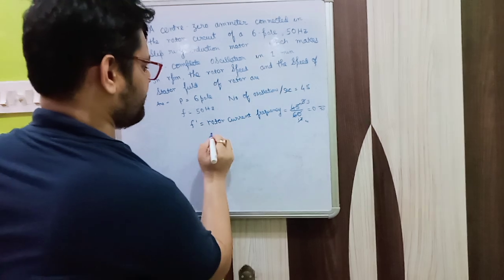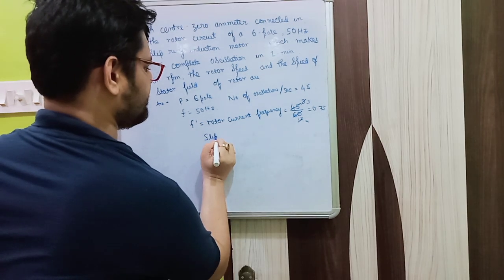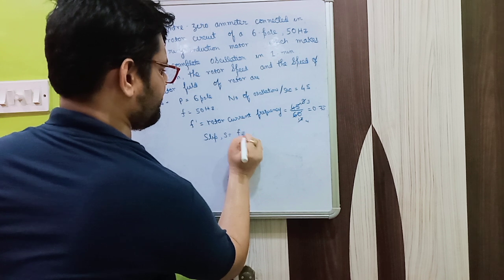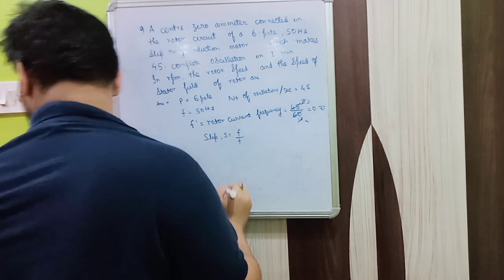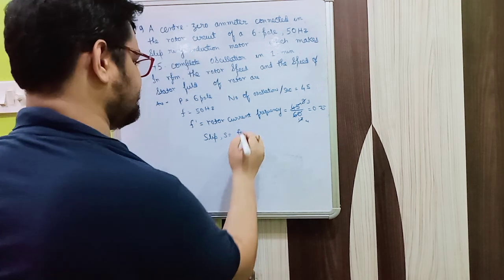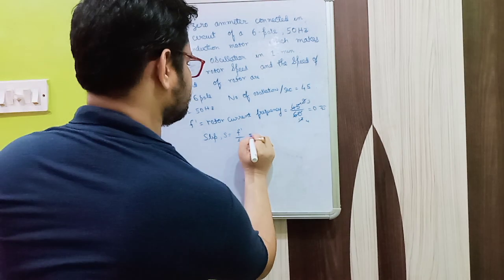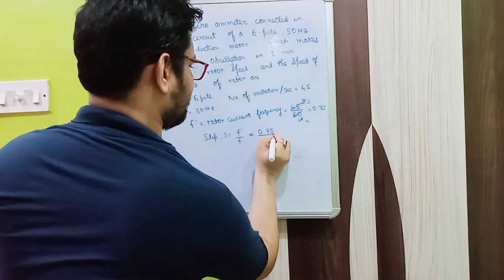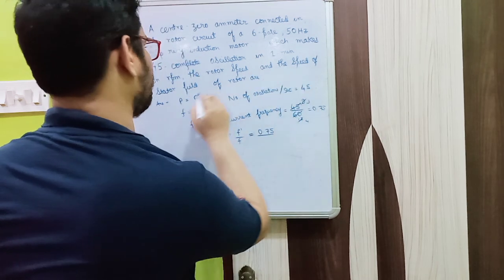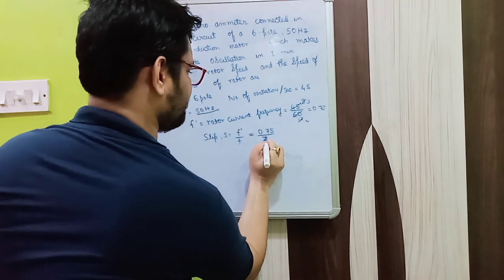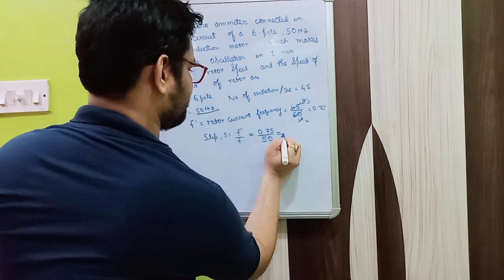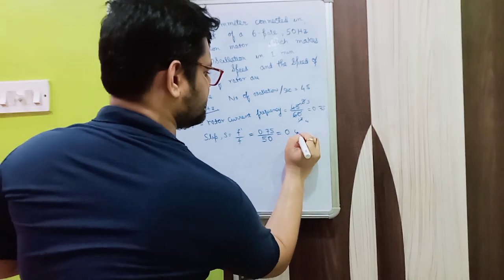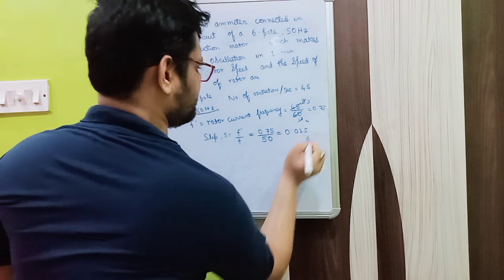So we can find out the value of slip. Slip is nothing but s, that is f dash by f. f dash we have already found out, 0.75, and frequency is already given as 50 Hz. If we divide f dash by f, we will get the value 0.015. This is the slip.